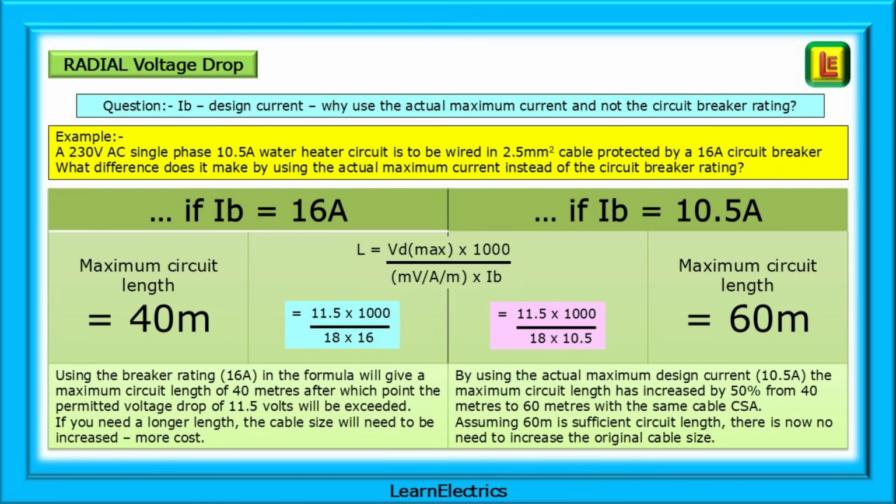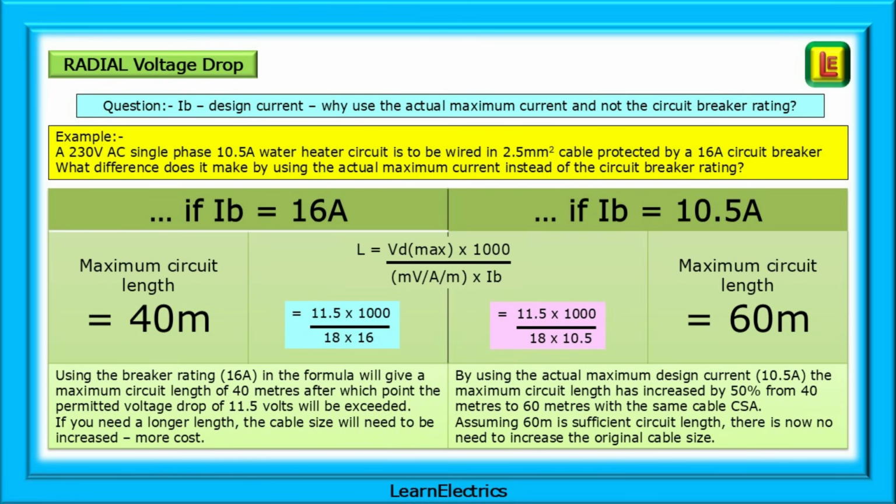If it really was 16 amps and we needed a longer length, the cable size would need to be increased, and this will involve more cost. But in our example, the design current is only 10.5 amps, and we cannot exceed that because that is the maximum it is designed to use.